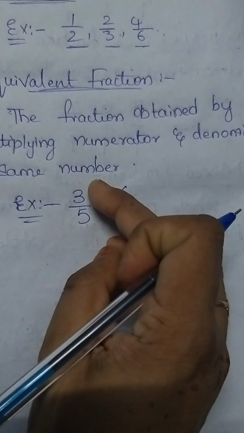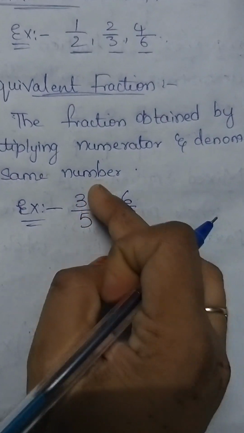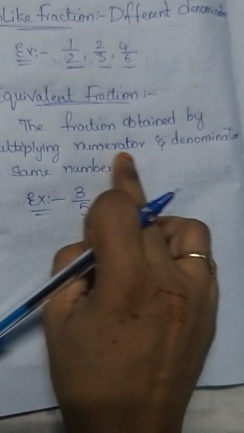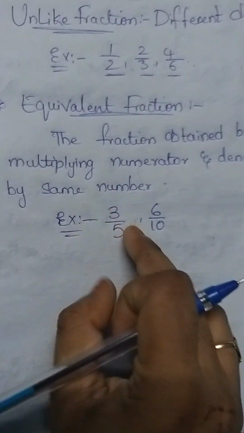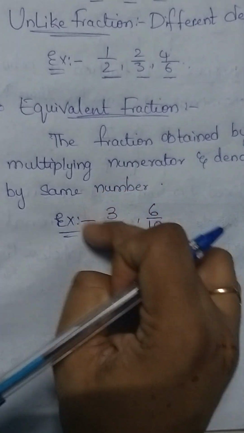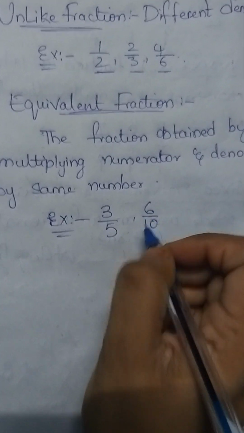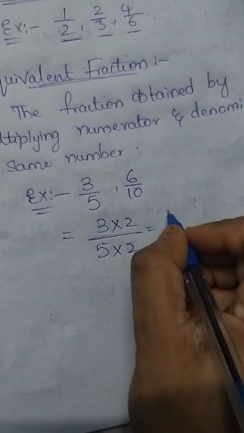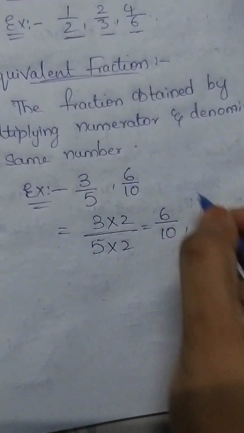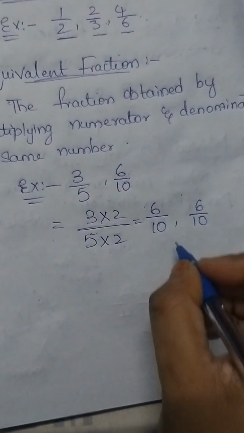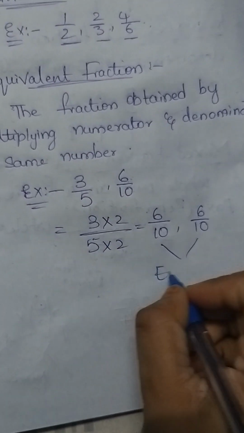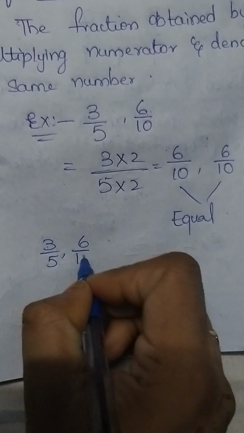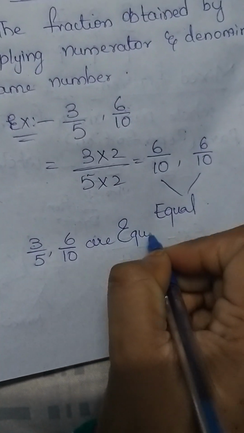How? You have to multiply these, children, by 2, numerator and denominator by the same number. Multiplying numerator and denominator by the same number, we get 6 by 10. So we can make 3 by 5 into 6 by 10. Okay, 3 into 2 by 5 into 2, we get 6 by 10. So this one is also 6 by 10. So these two fractions are equal now. Now 3 by 5 and 6 by 10 are equivalent fractions.